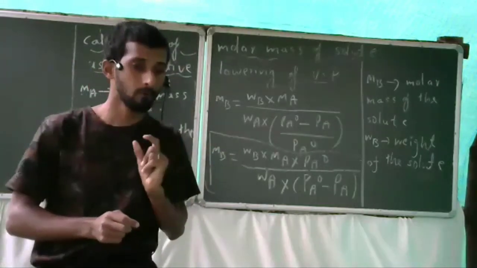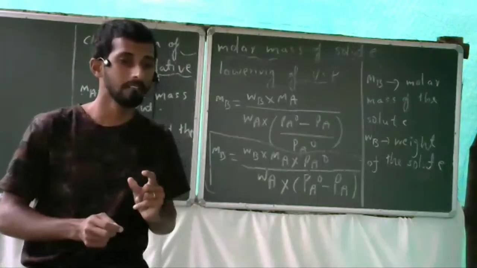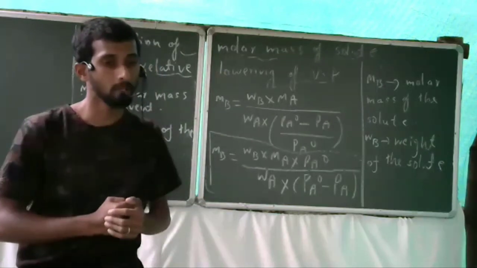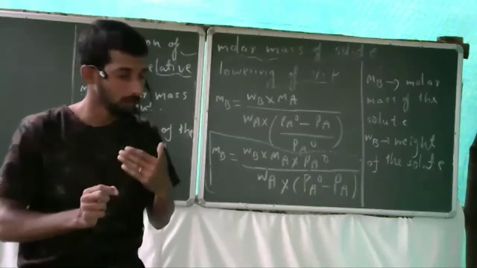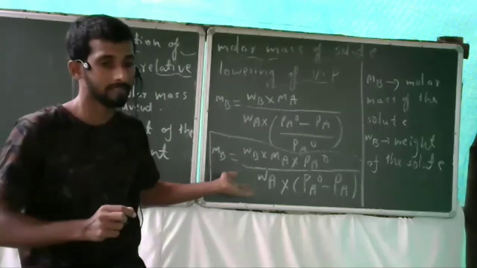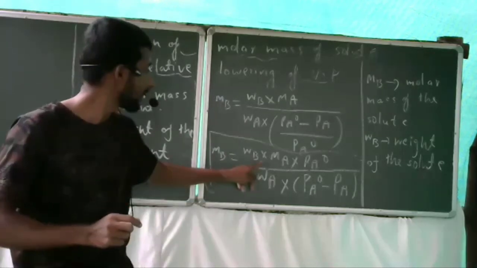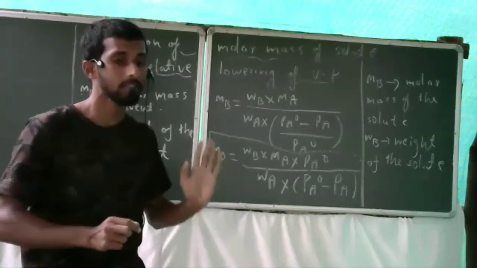A is for solvent, and B is for solute. What does A represent? It will represent solvent. B, here we are using B to represent solute.